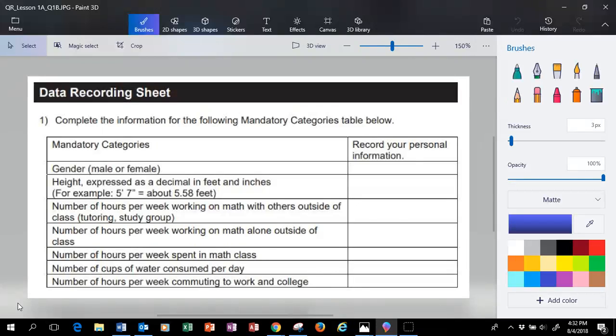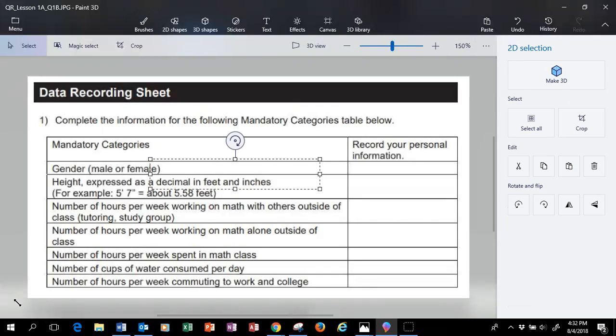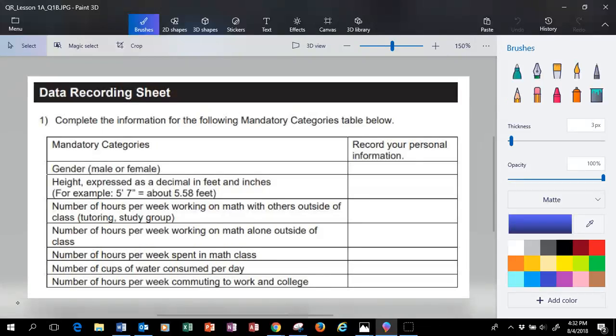I just want to point out a couple items on this list. I do want to point out, like here, when you're supposed to do the height, your height's supposed to be expressed as a decimal in feet and in inches. And to do something like that, notice the example is 5'7".